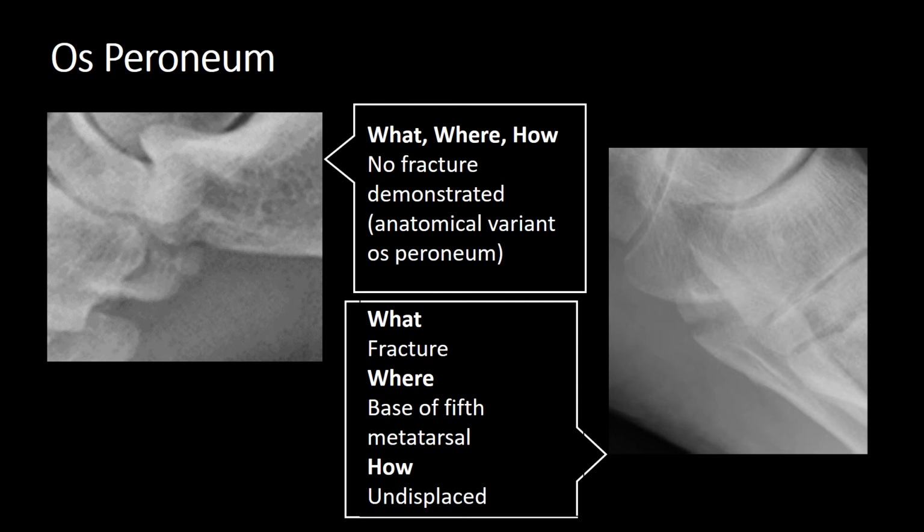So, how to answer the exam question? On the left, where, what, how? No fracture demonstrated. Anatomical variant, os peronium. On the right, what is it? It's a fracture. Where? Base of fifth metatarsal. How? Undisplaced.